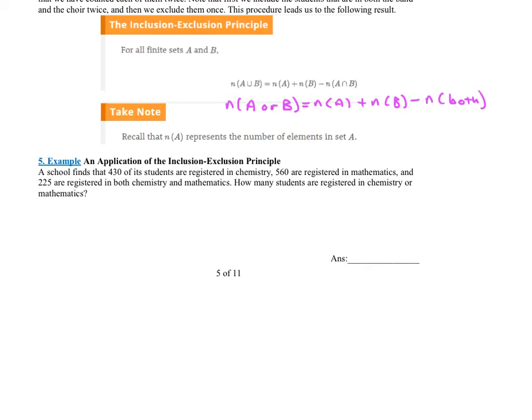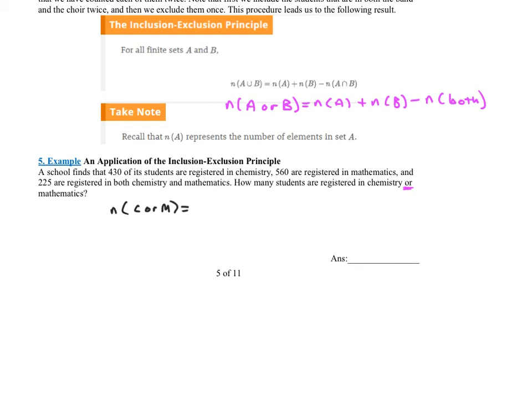It says, a school finds that 430 of its students are registered for chemistry, 560 are registered for mathematics, and 225 are registered for both chemistry and mathematics. How many students are registered in chemistry or mathematics? So they want chemistry or mathematics. So they want the number in, I'm going to call it C for chemistry or M for mathematics.